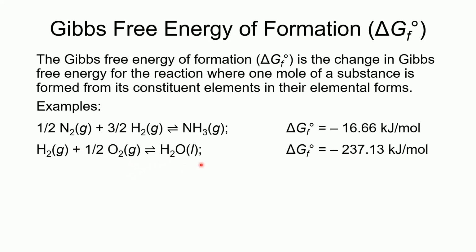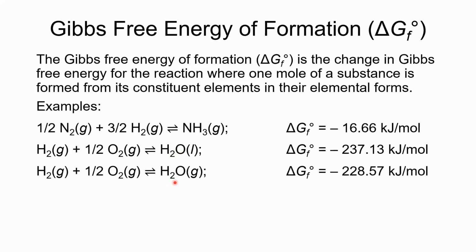So here, this one is for water liquid, and you'll see it's negative 237.13 kilojoules per mole. That is the Gibbs free energy of formation, not enthalpy. Enthalpy is a different number. And then look what happens when instead of H2O water, we choose H2O gas. Well, we get a delta G of formation that's negative 228.57. So it is a different number. Now, it's not hugely different, but it is a different number. And the reason it is a different number is because these are in different states. The states matter when it comes to these Gibbs free energies.